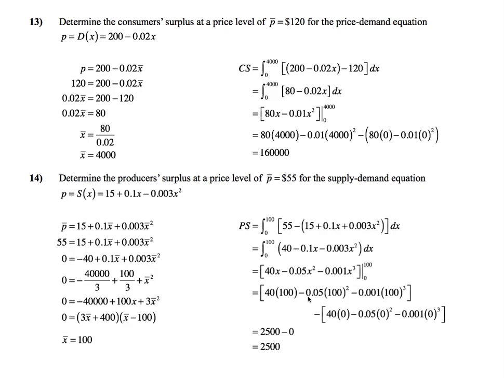And so that's just a matter of substituting the 100 in for wherever you've got an x. And when you do all those calculations, you get 2,500. And again, for this integral, just as we did for this one, we're evaluating the left endpoint as 0, and that's just going to be 0 because each of these terms has an x in it, and you substitute the 0 in, and so this just comes out to 0. So this is 2,500 minus 0. So our producer surplus is 2,500. So that's the final answer for that question.